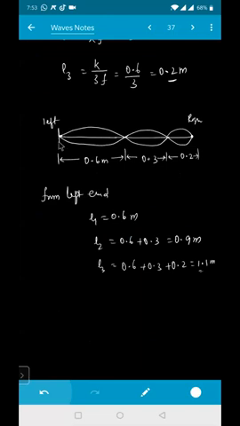So this is your string. The first bridge is kept here and the second bridge is kept here. That means the first bridge is at 0.6 meter, and the second bridge from one end of the wire is kept at 0.6 plus 0.3, which is equal to 0.9 meter.